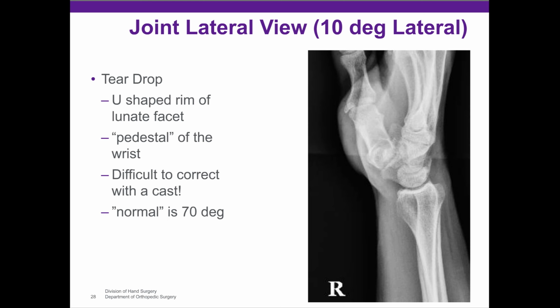Okay, so focusing on this view, I want to talk about the teardrop, which is basically a U-shaped rim of the lunate facet. Like we talked about, this is that pedestal of the wrist. It's difficult to correct malalignment of the teardrop with just a cast. Normal is about 70 degrees, and if that angle is larger, it implies widening or separation of the joint, and vice versa. The joint surface will tilt dorsally and the teardrop angle will decrease. Sometimes this elevated lateral view can be the only indicator of joint line separation. So I would really urge you guys to get this routinely.